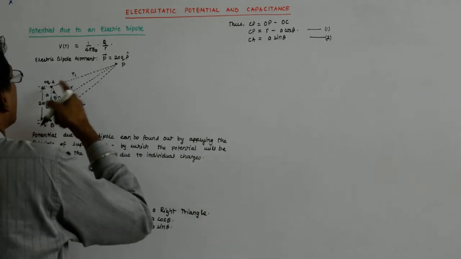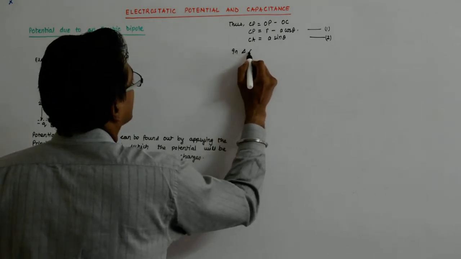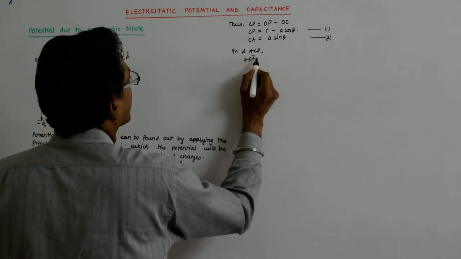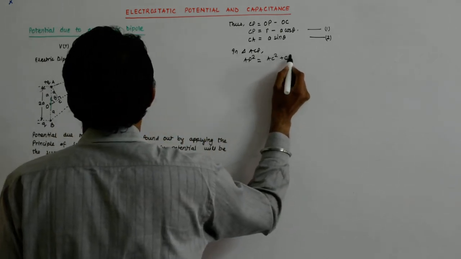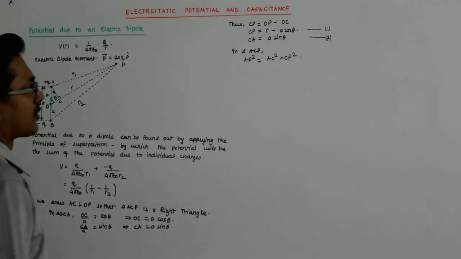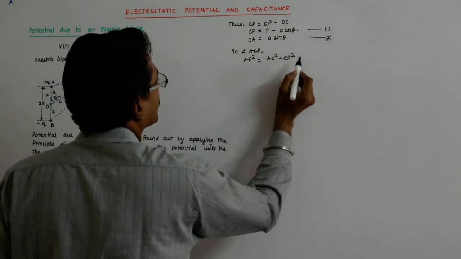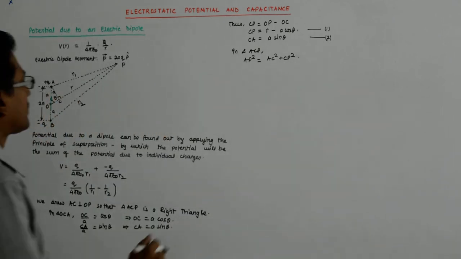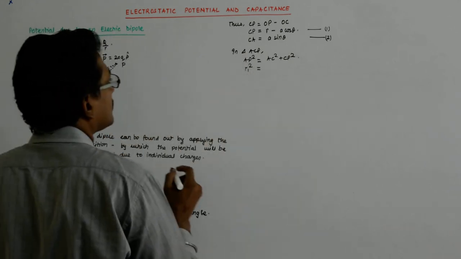Now in this triangle, in triangle ACP, AP square is equal to AC square plus CP square, okay? So what is AP square? AP square is R1 square. So R1 square is equal to AC square plus CP square.